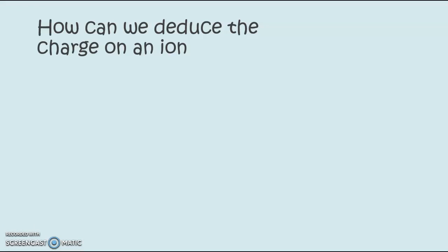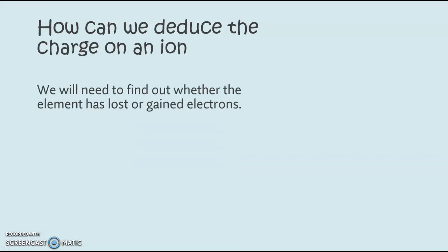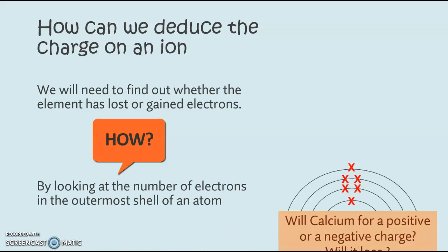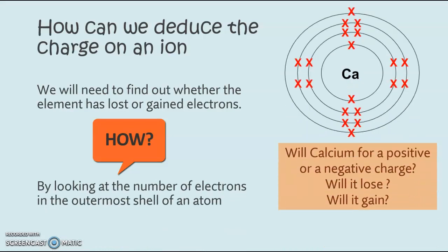So there is another type of question that you may get in the exam, which is going to ask you about deducing the charge on a certain ion. So how can we do this? This is what we're going to investigate here. We're going to see how we can deduce the charge on a certain ion. So for instance, if he's telling you about an element like calcium here, and he wants me to deduce the charge if calcium forms an ion.